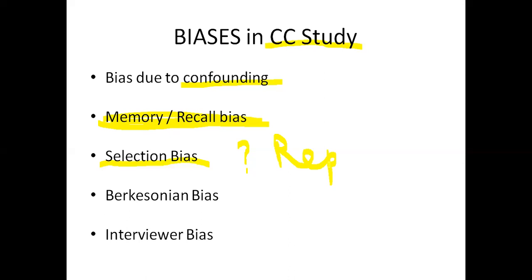50 cases of COVID are taken and 300 controls are taken. Are those 50 COVID cases representative of all COVID cases in that city, state, country? And are those 300 controls representative of all those not having COVID in the same geographical area? That is what is meant by representativeness, and not being representative is what is meant by selection bias.